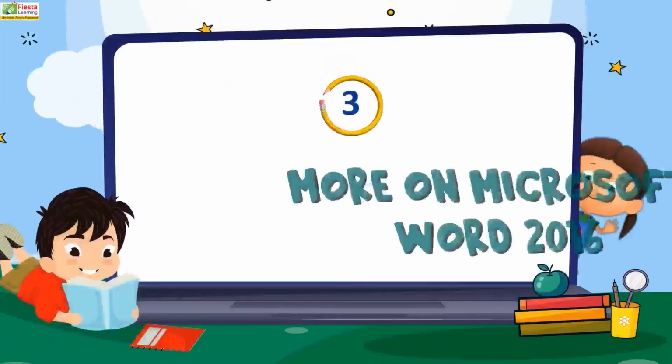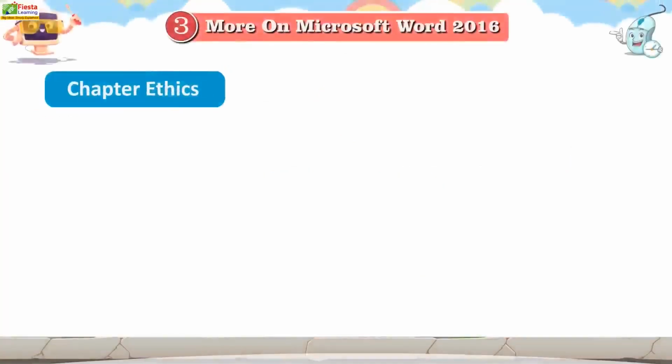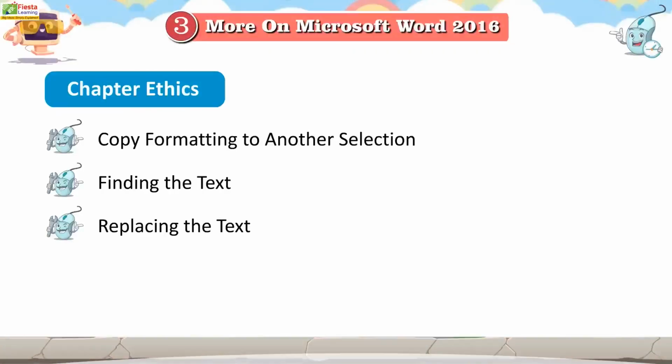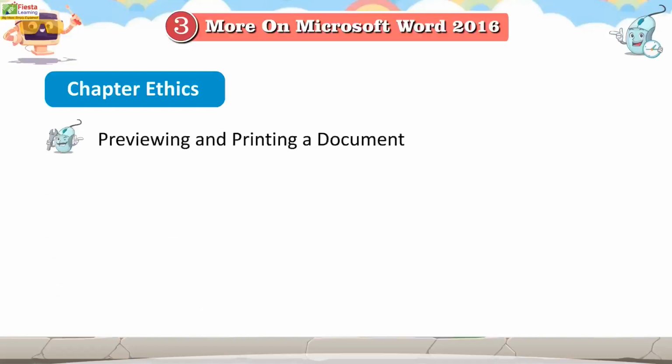Chapter 3. More on Microsoft Word 2016. Chapter Objectives: Copy formatting to another selection. Finding the text. Replacing the text. Page formatting. Setting page properties. Previewing and printing a document.